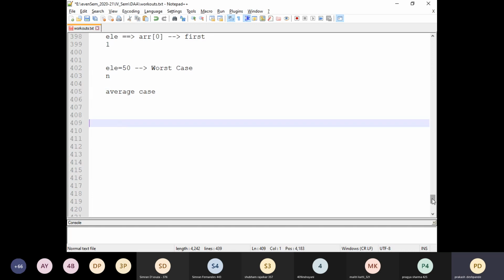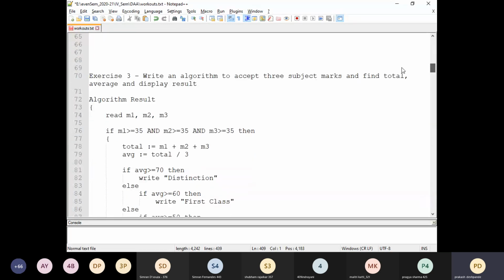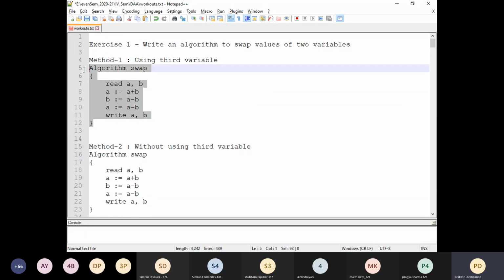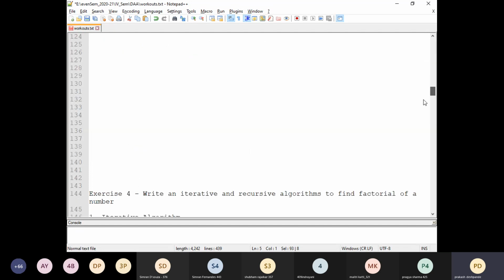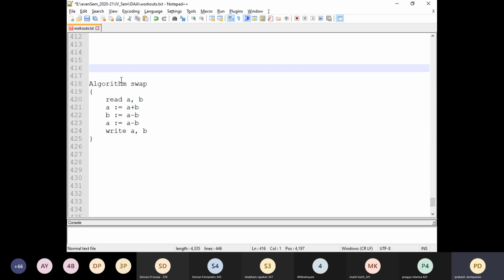Let us take some of the algorithms which we have solved already. Consider this algorithm, the first one. Now here we will try to find out the time complexity and space complexity, right? This is exercise 1: find the time complexity and space complexity of this algorithm.